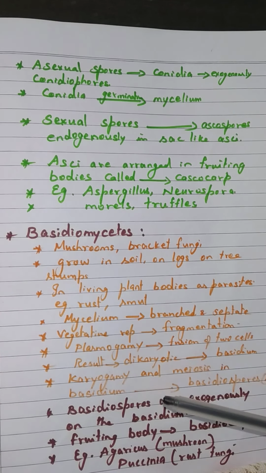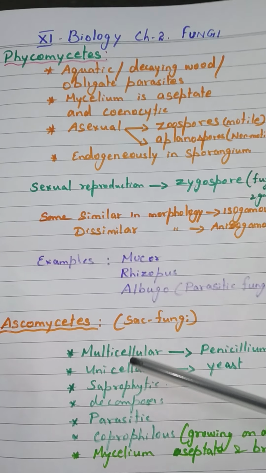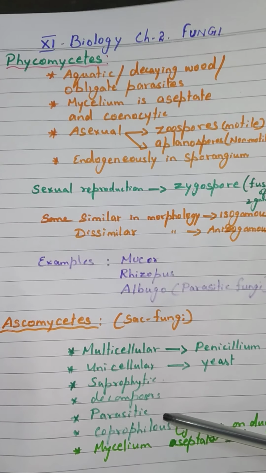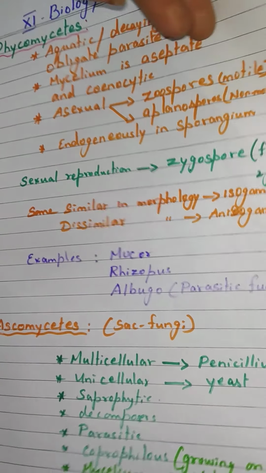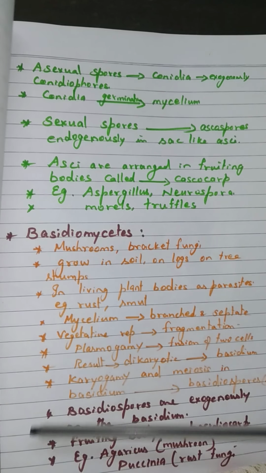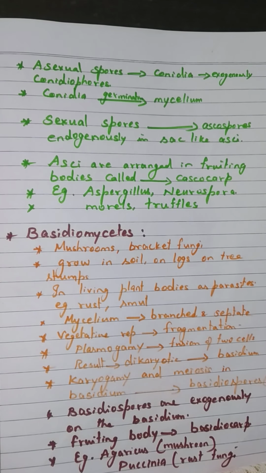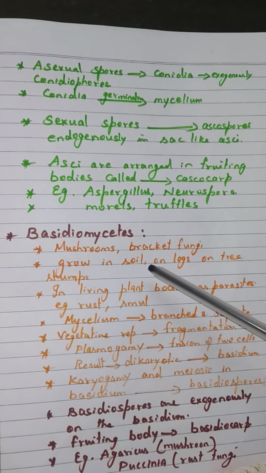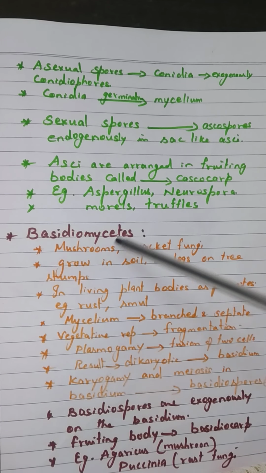So this class, Ascomycetes, may be multicellular or unicellular, saprophytic, decomposers, parasites or coprophilous, and the mycelium is septate and branched. Asexual spores are produced and sexual spores are also produced. Example, Aspergillus. Now we will see the next class, Basidiomycetes.